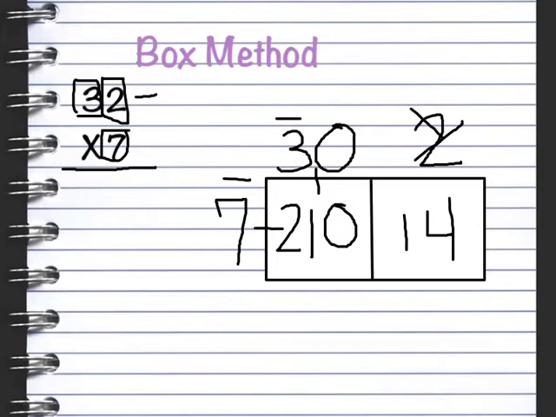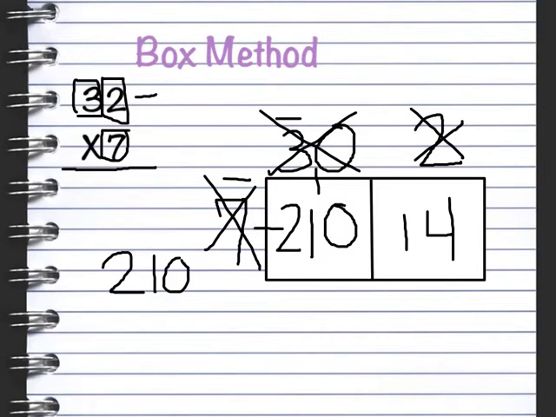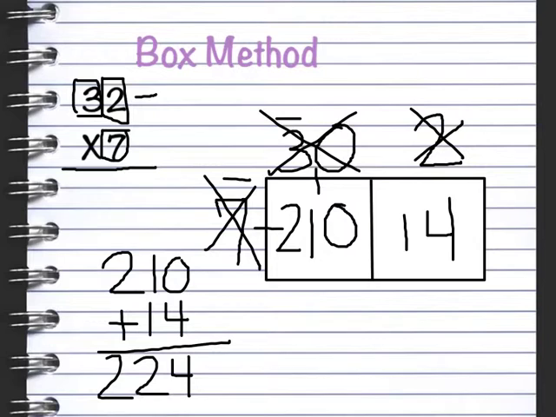Now I'm all done with my multiplying, so again, if you want to cross them off so you don't forget what to do, that is okay to do. Now you are going to add up everything inside the boxes. 210 plus 14. I'm going to add these. 0 plus 4 is 4. 1 plus 1 is 2. And I bring down my 2.